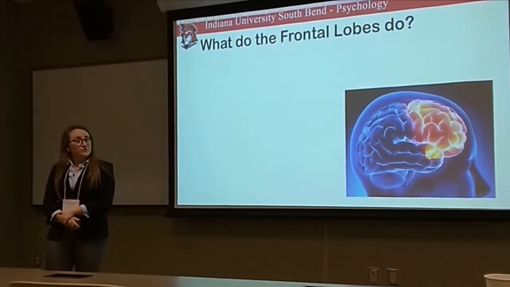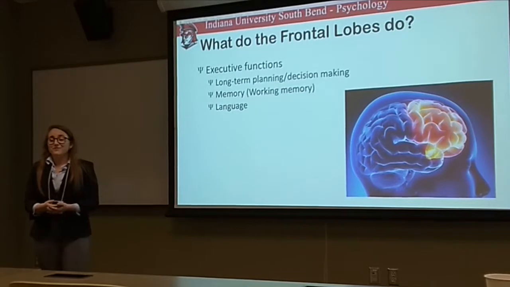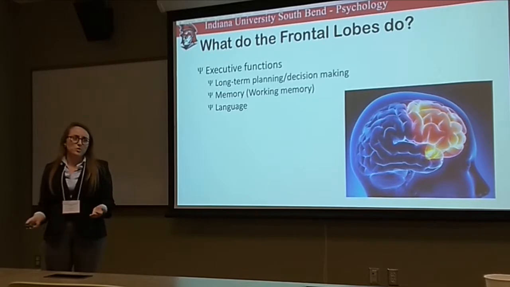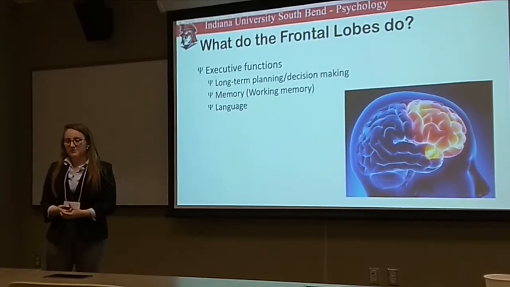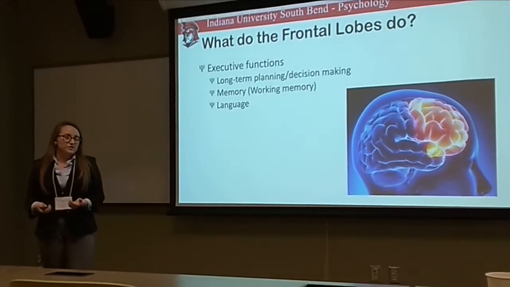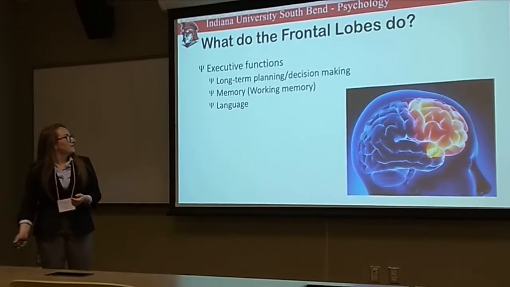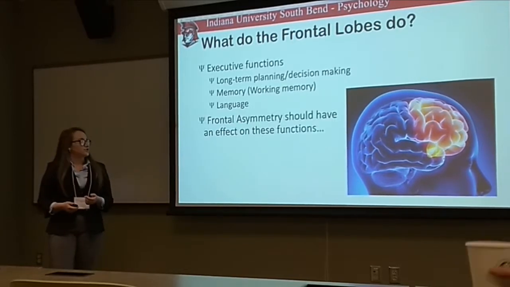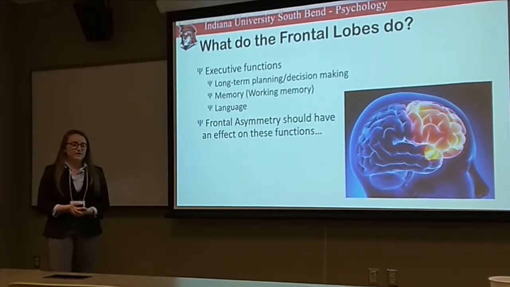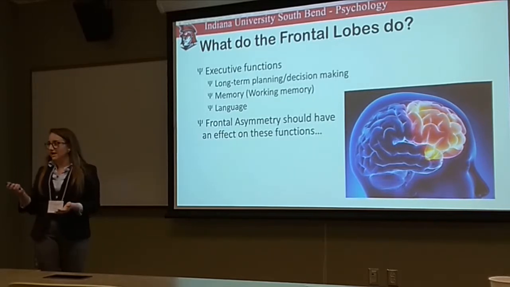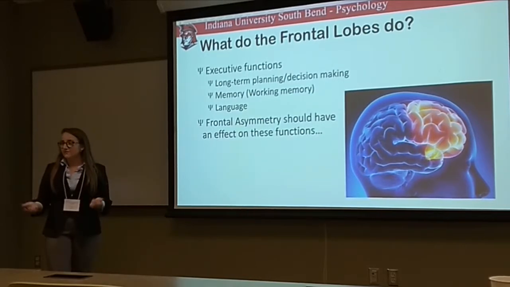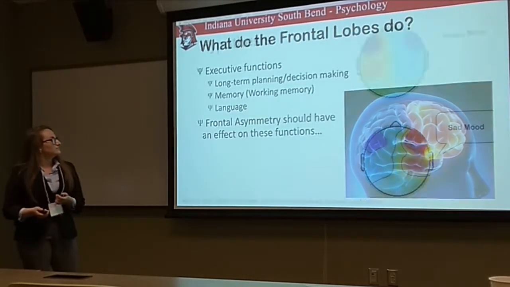So what exactly do the frontal lobes do? They do a lot of things, actually. They do mostly executive functions. So things like memory, specifically working memory, your short-term memory a little bit as well. But additionally it deals with language, specifically language production, speaking, things like that. And also with long-term planning and decision-making. So based on this, depending on frontal lobe asymmetry, which side is more activated, we should see differences in these functions, depending on which side those functions are modulated in, or are mostly apparent in.